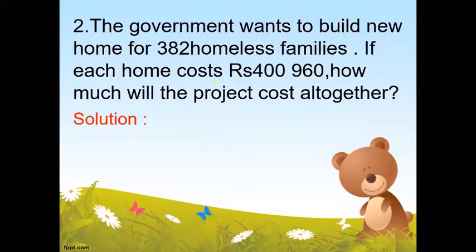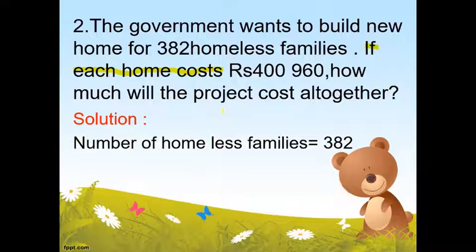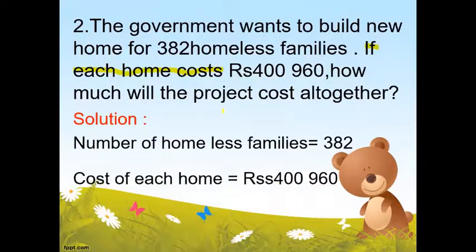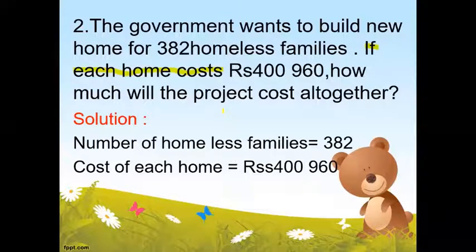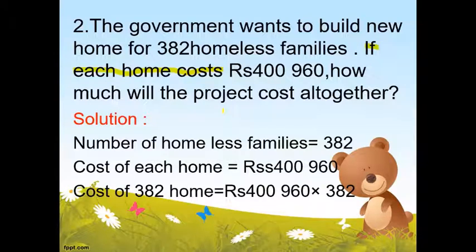So if we want to calculate about the whole project, and we are given the cost of each home, meaning we know the cost of one home, we will do multiplication here, because definitely one home will cost less and 382 homes will cost more. So the number of homeless families is 382. The cost of each home is rupees 400,960, and we want to calculate the cost of 382 homes. For that you will do the multiplication.